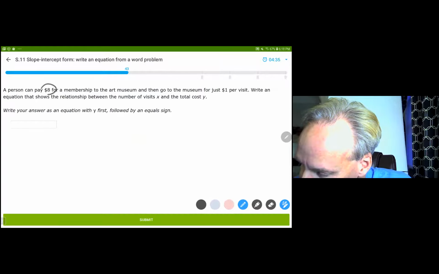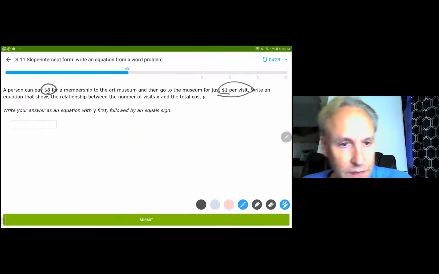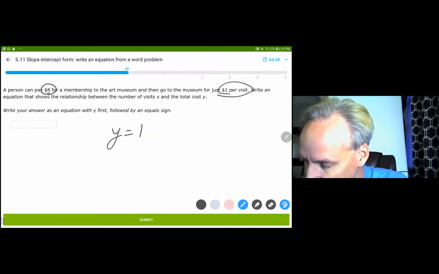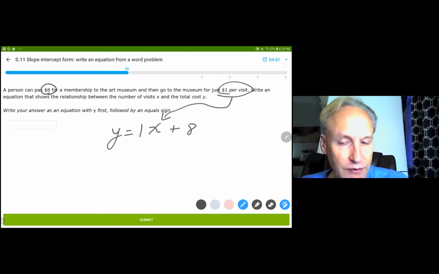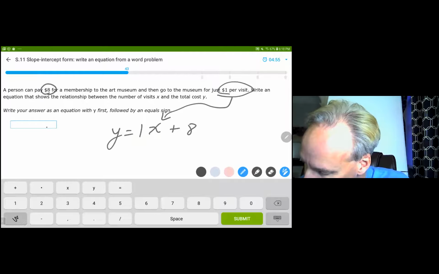$8 membership, that's probably the initial fee, and then $1 per visit. So of course, this is very similar to the last one. This is y equals the rate, which is $1 for each visit, plus the $8. X represents the number of visits, and y represents the amount of money spent total. So y equals x plus 8.